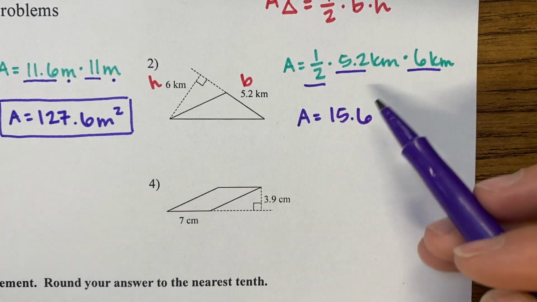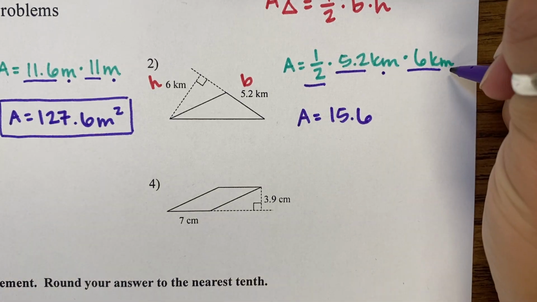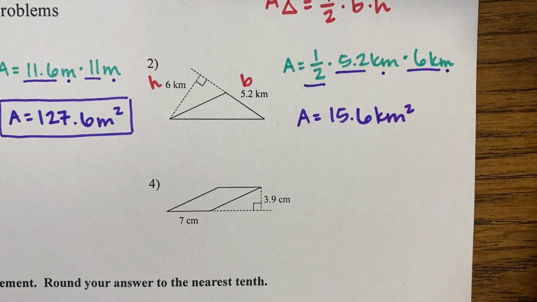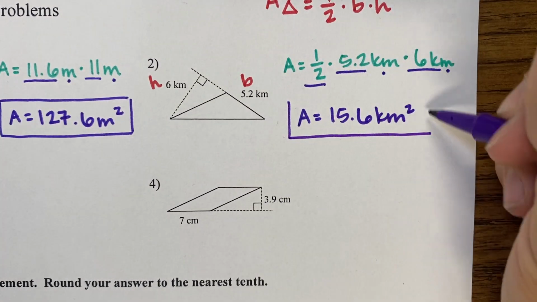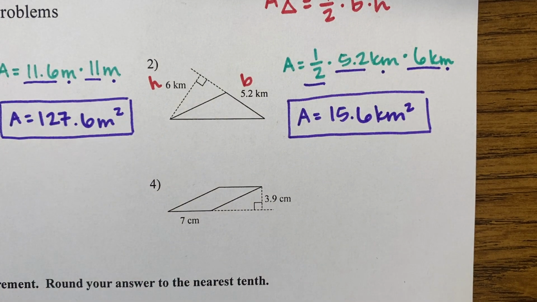So the area for this triangle is 15.6. What are my units of measurement? I have kilometers times kilometers, so kilometers squared, or kilometers. What is the actual right way of saying that? I don't know. And I obviously can't talk today either.